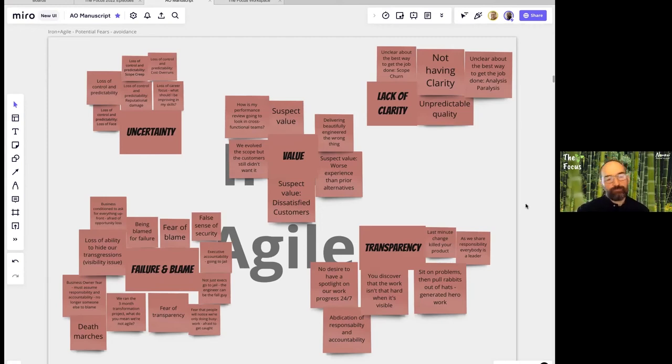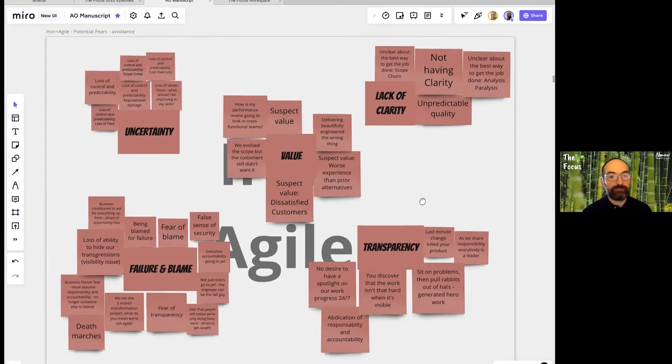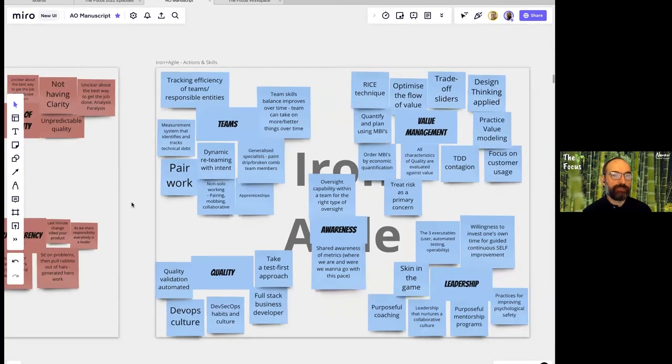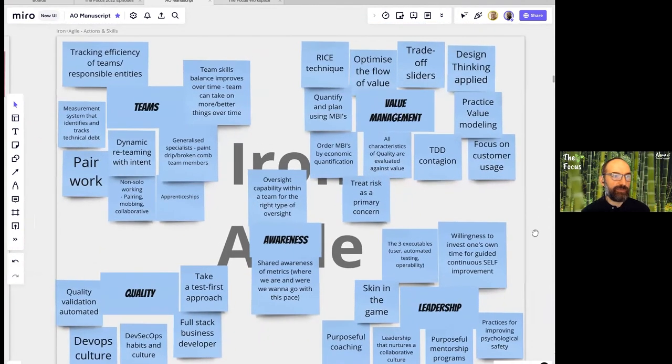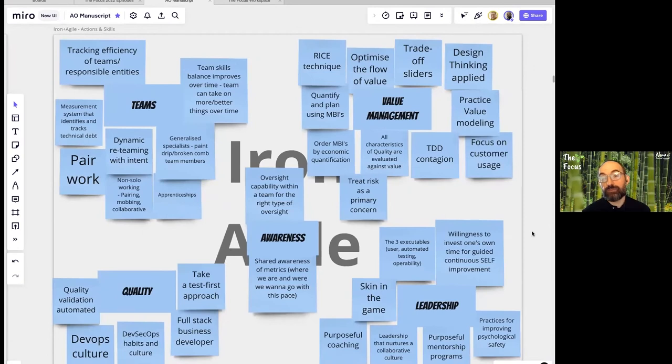Yeah. So there are situations like that that may occur from time to time. Well, let's have a look at what actions, what skills we can bring to bear to actually get a better balance between the iron and the agile triangles. Thank you, Horia. So these are things that we can try, actions and skills that would keep us in that thriving zone. And one of the first things is to actually embrace the power of teams.